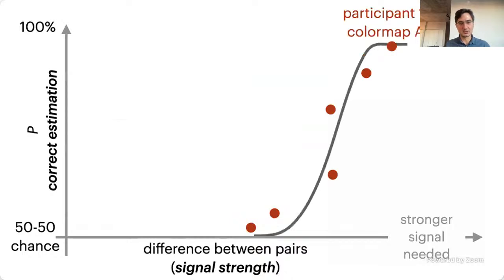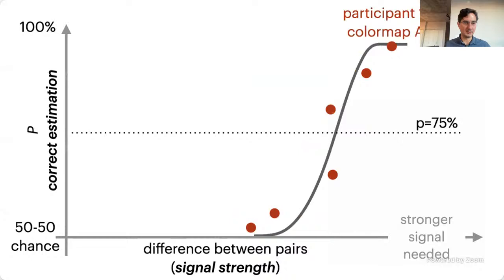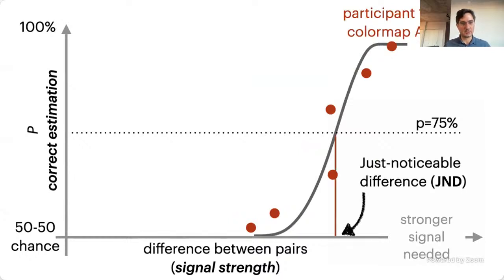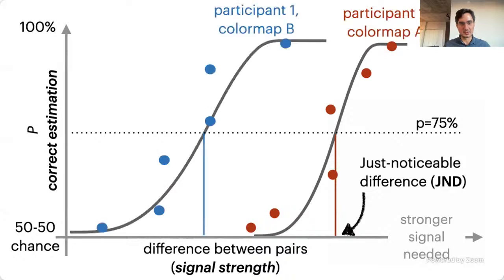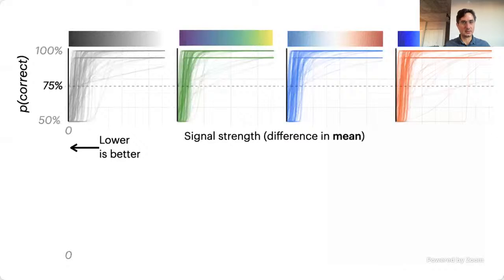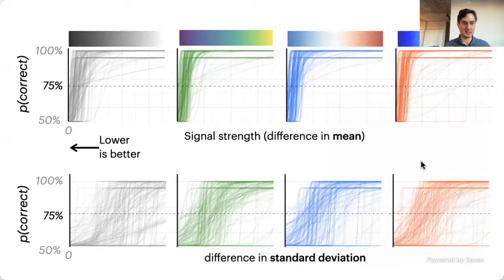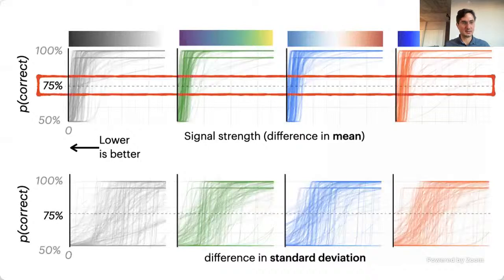Now, we take these observations and we fit them to a curve. And if we take a threshold of 75% correctness, which is halfway between chance and perfect reliability, we can intersect that with the curve and we obtain what we call the just noticeable difference, or the JND, which is the amount of signal that's needed for correct discrimination at this level of 75%. So we do this for different participants and different color map combinations. And this is what the curves look like here. This is for the mean, and the next one is for the standard deviation or the variance. But what I want to take a closer look at is the 75% JNDs, which are the main metric for this work.